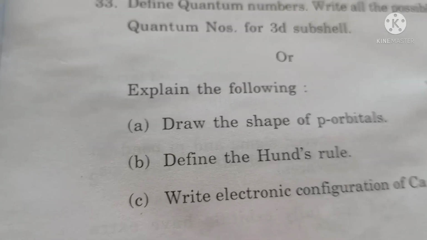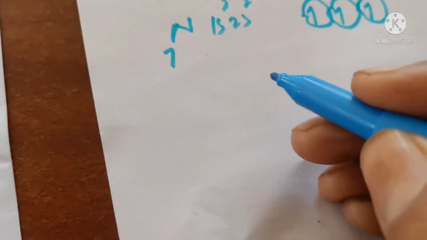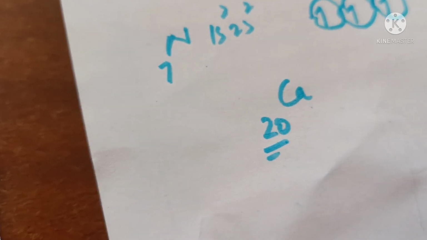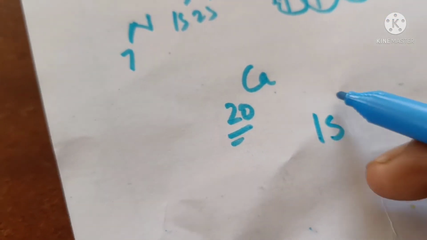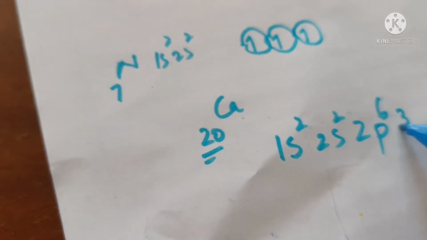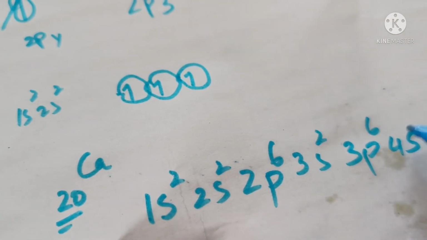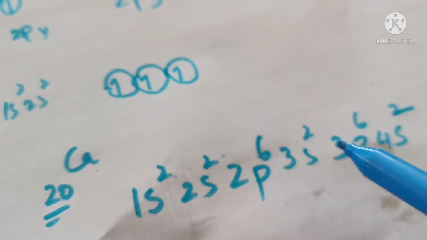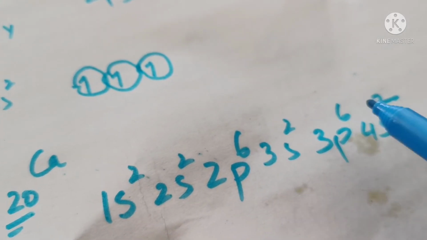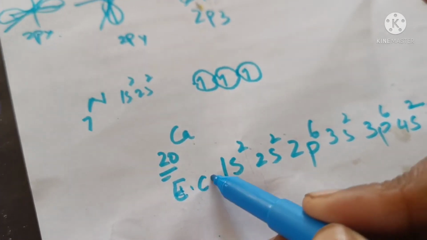Write electronic configuration of calcium. So to write down the electronic configuration of calcium, we know that the atomic number is 20. So let's start filling according to Aufbau principle. 1s2, 2s2, 2p6, 3s2, 3p6 and 4s2. So 20 electrons have been filled in increasing order of energy. 2 plus 2 plus 6 plus 2 plus 6 plus 2, that is 20. So this is the electronic configuration of calcium.